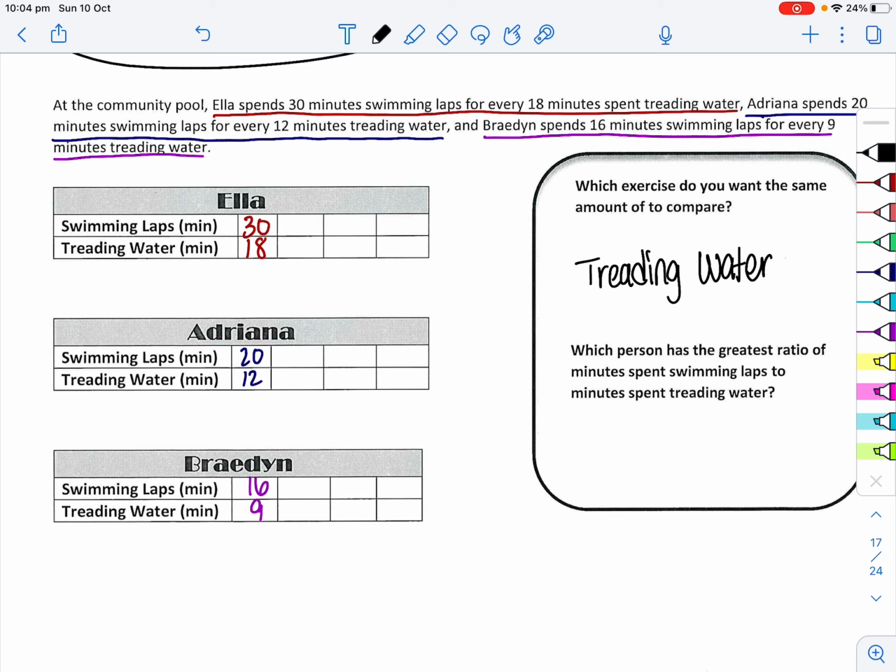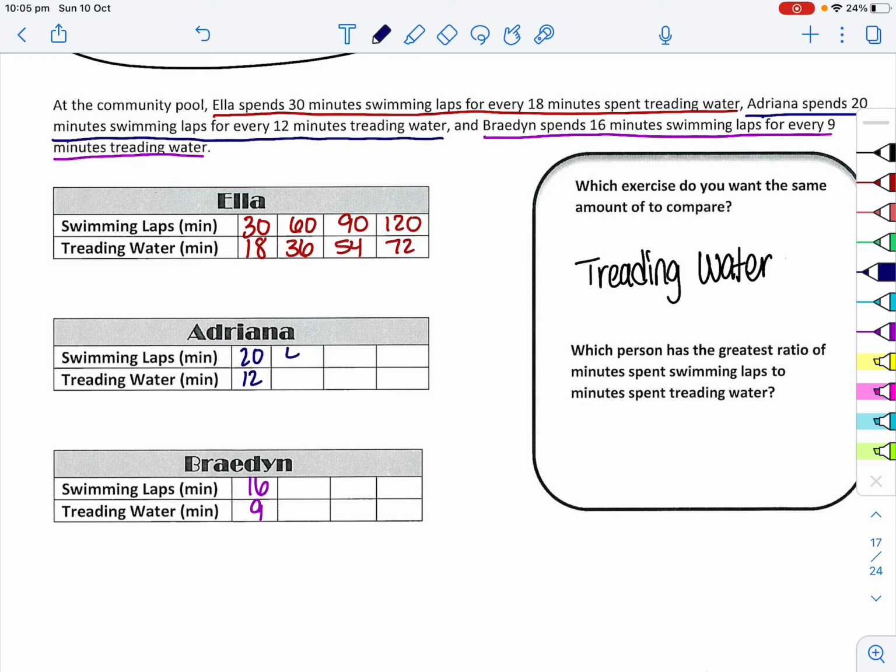So I'm going to continue my ratios in my tables. Again, if you can get to them faster, you are allowed to do that. So if you can get them the same without having to fill in every single space in the table, that is totally fine. I'm going to continue filling in the tables. So this is going to be 60, 90, 120. Then I'm going to have 36, 54, and 72.